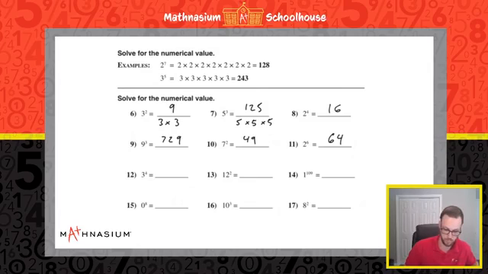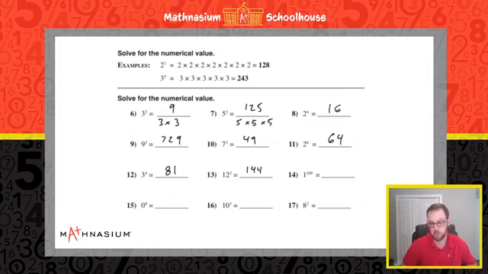So what do I think number 12 is? Three to the 4th power. 3 times 3 is 9. 9 times 3 is 27. 27 times 3 is 81. 12 to the second power is 12 times 12, or 144.